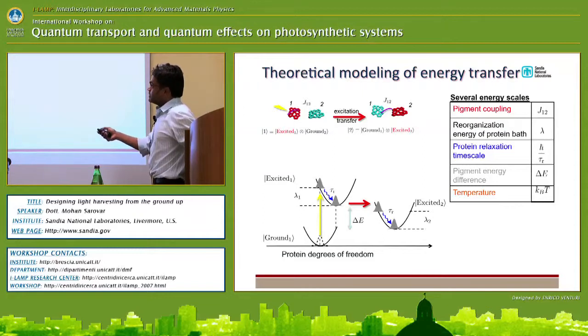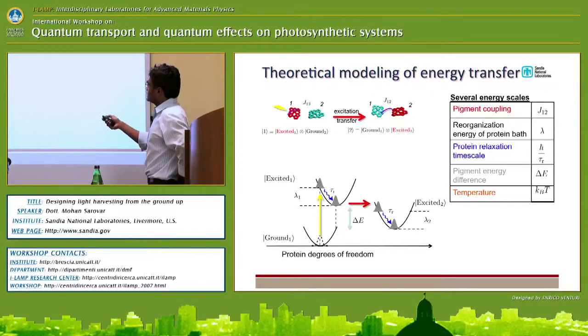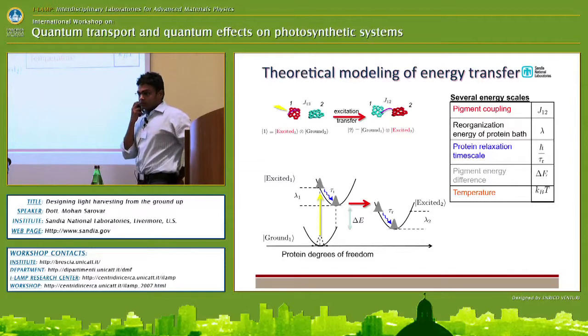So let's examine a simple excitation transfer system where you have excitation being transferred from this state where the first chromophore is excited to the second chromophore being excited. Okay? So in the end, the product state is ground state of first chromophore and excited state of the second chromophore. And what are the processes involved here?